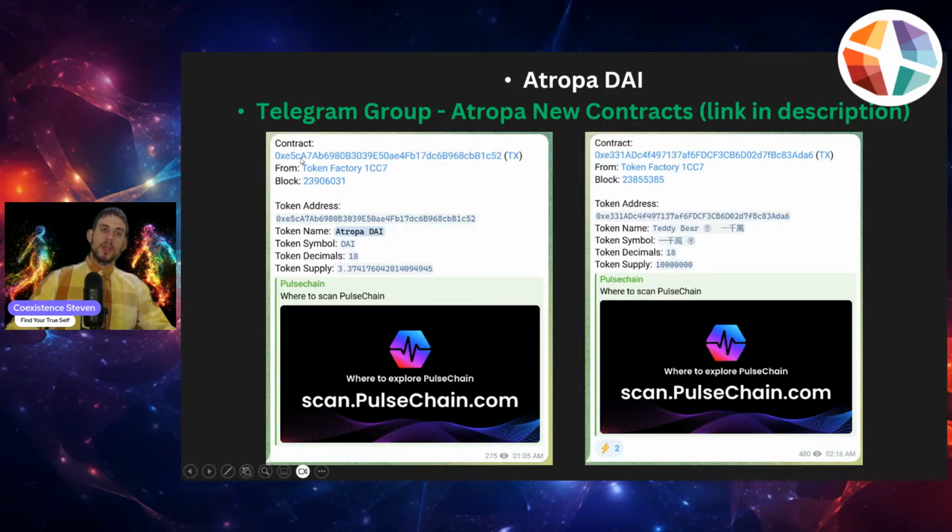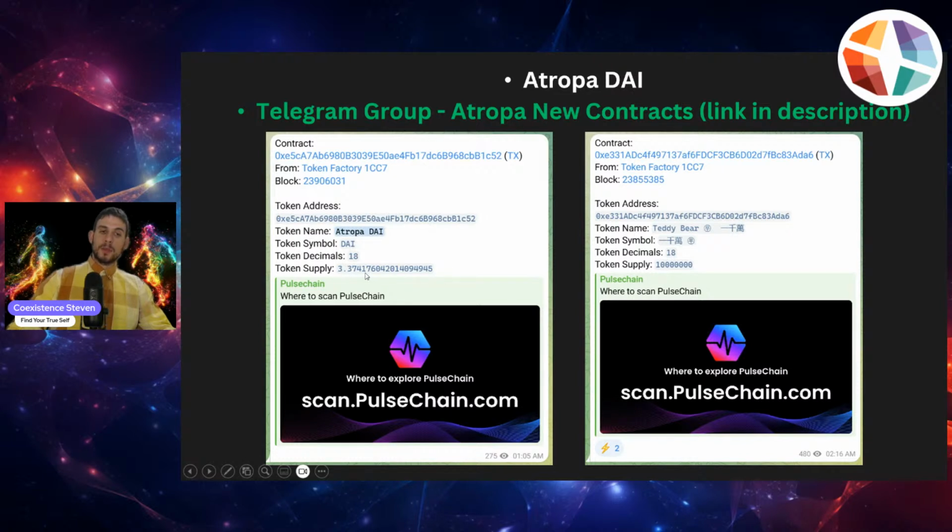At the top, you've got the contract, that's the contract address. TX, that's the transaction hash. You'll be able to click on that and see which wallet created it and when they created it. It's from the token factory 1CC7, which is the V4 minters. And we know that the V4 minters multiply based on the starting supply. In this instance, the token supply is 3.374.